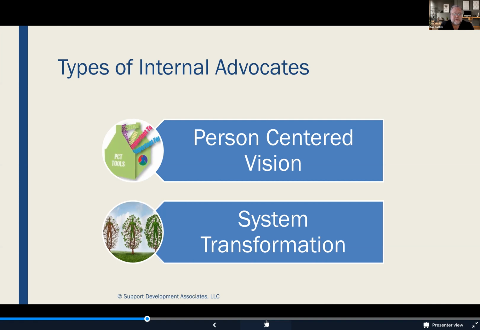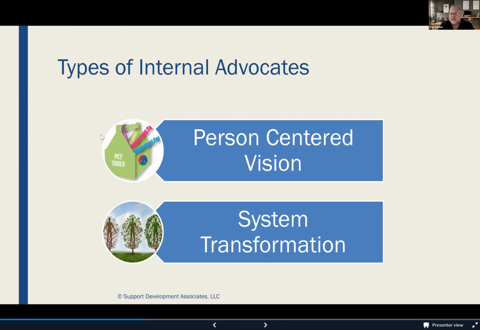When we think about the first type of advocate, the person-centered vision advocate, this really is the person who is that internal champion. They're the, quote unquote, the natural. They've got the gift, the passion, the opportunity to really move things forward. They're familiar with person-centered approaches and really try to make that happen. What we've often seen with these champions over the years is they do things differently. And because they do things differently, they've often been shut down.